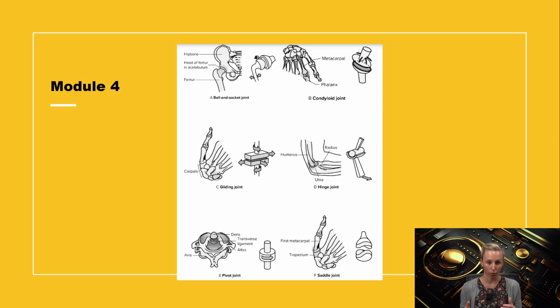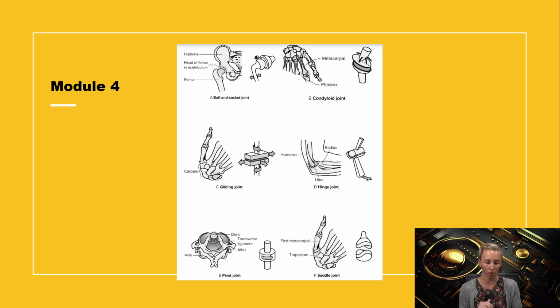Transitioning to module 4, where we have the joints. So there's 6 different types of synovial joints, and we have the ball and socket joint. You need to be able to look at these and identify what kind of joint it is in the body. So an example of it in the body. So a ball and socket joint would be like glenohumeral in the shoulder or femoral acetabular in the hip.